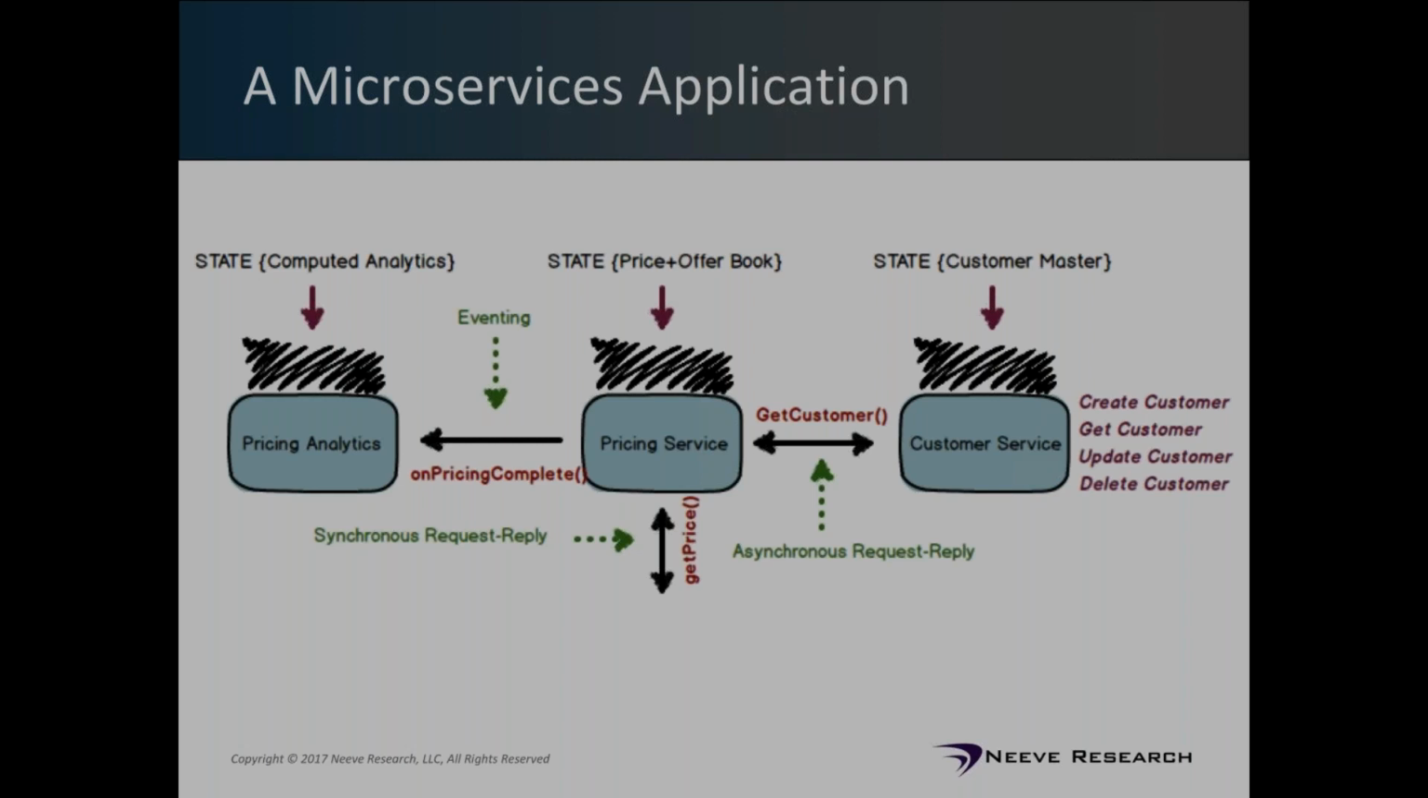Secondly, the messaging semantics that you have here are relatively varied. On one hand, you have synchronous request reply. You have asynchronous request reply, where the pricing service doesn't want to block on waiting for the get customer request to come back from the customer service. And finally, you have a pure eventing mechanism where there are events dispatched that the pricing analytics service will actually pick up. These events, of course, have to be reliable. The asynchronous request reply and synchronous request reply have to be reliable so that in case something fails and something goes wrong, the system continues to operate.